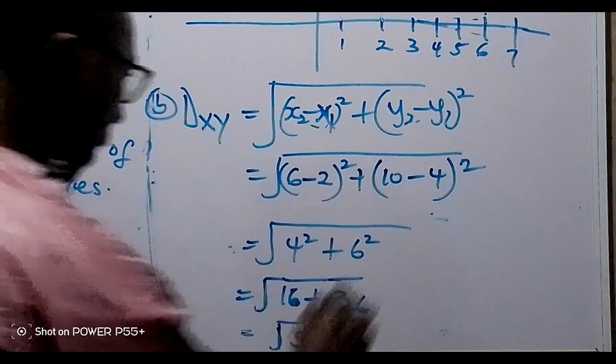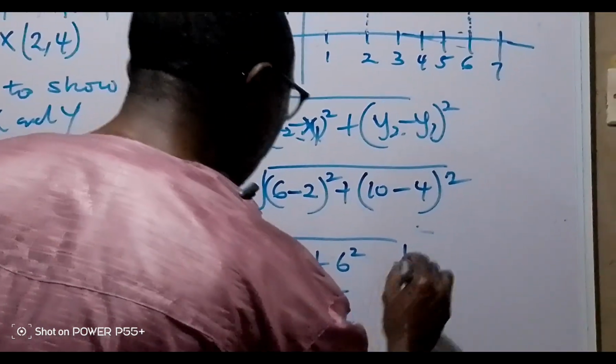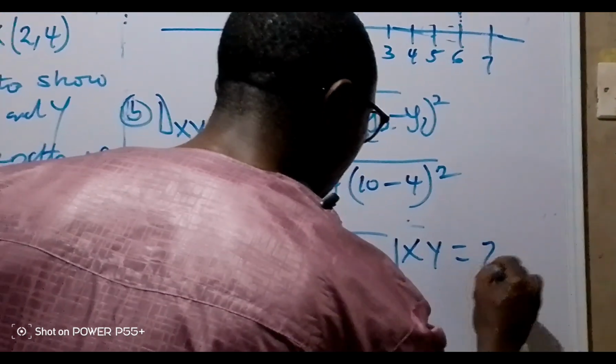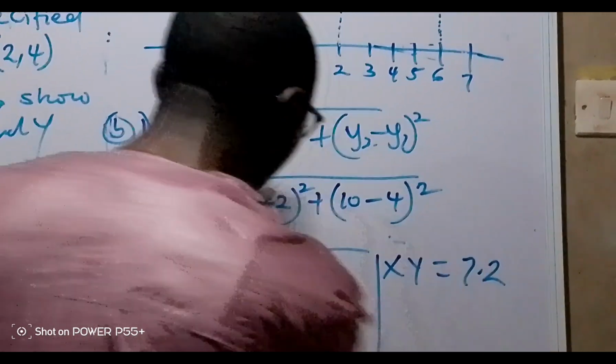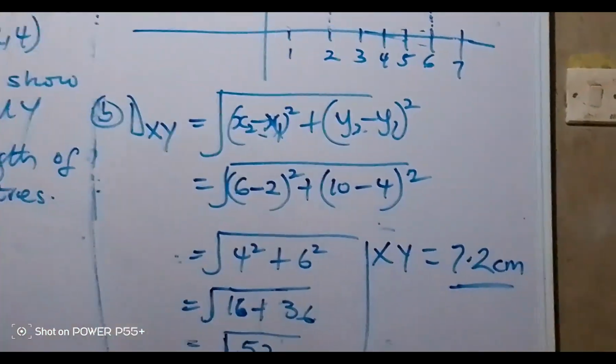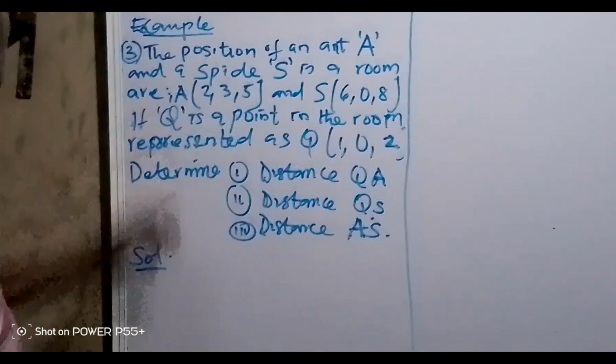And finally, the length SY, which the scale will be, is 7.2. According to the question, it should be in centimeters. That's the answer. Now, let's take this one as example 3.